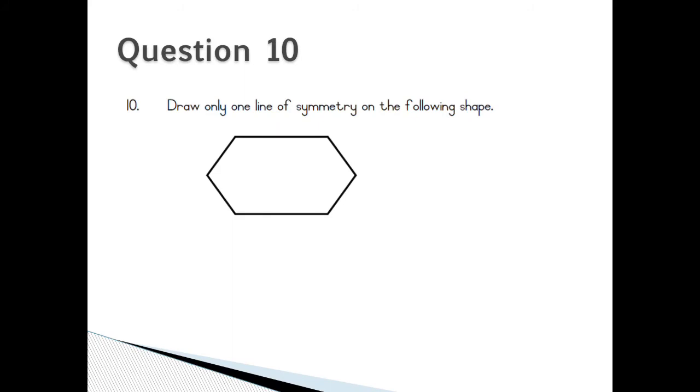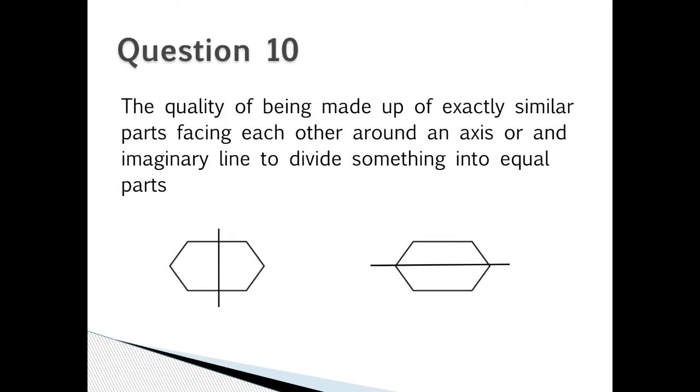Question 10. Draw only one line of symmetry on the following shape. Symmetry is the quality of being made up of exactly similar parts facing each other around an axis, or an imaginary line to divide something into equal parts. They only asked for one line of symmetry, even though the shape has 2.